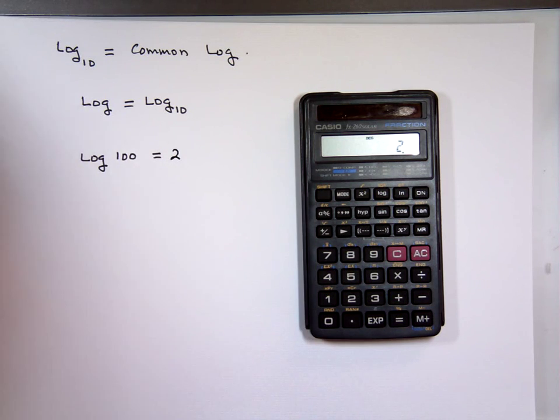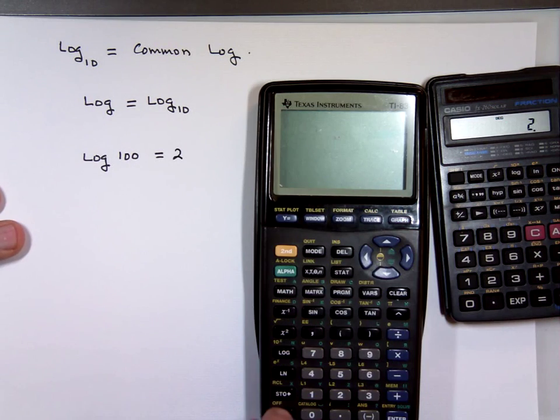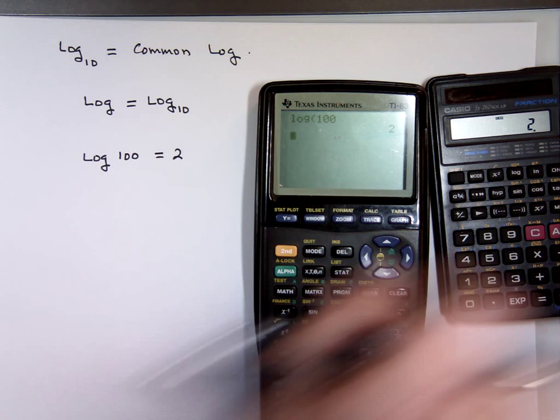If I have a calculator like this one, I've got to type the log first. I go log, where's the common log here? Log, right here. And put the 100 there. And the answer is 2. That's how we use that button.